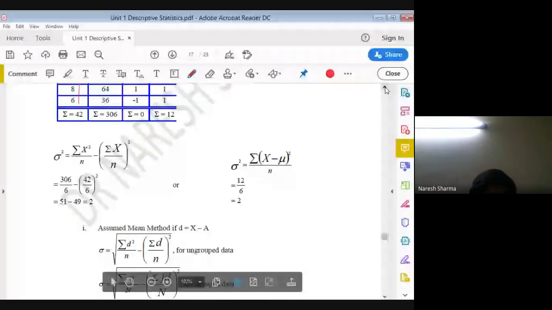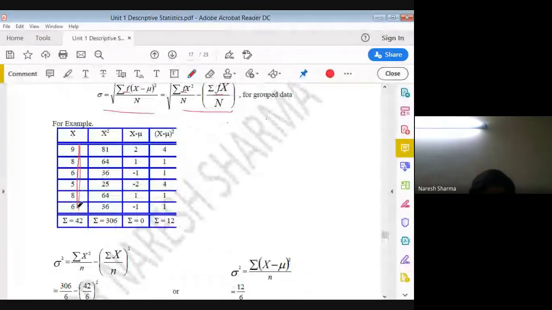So if you see this example here, if we sum all these values, that sum is 42. So we know that 42 divided by the number of data points, total data is 6. So mu is 7. So we subtract all x with respect to this mu, that means 7 here. So 9 minus 7 is 2, 8 minus 7 is 1, 6 minus 7 is minus 1, and so on. We get this.